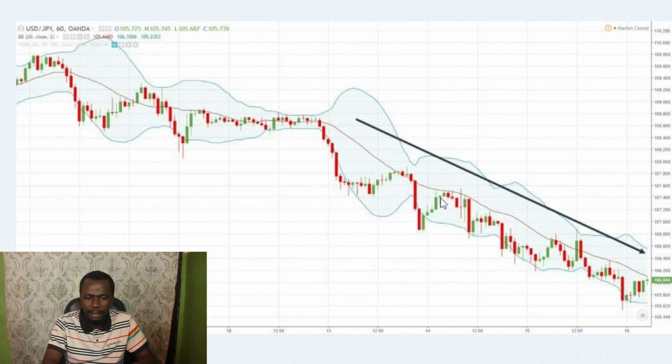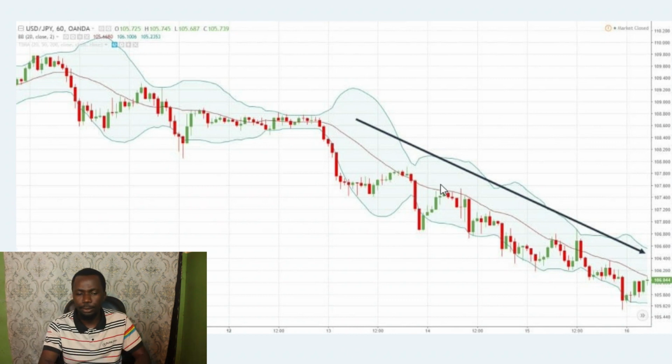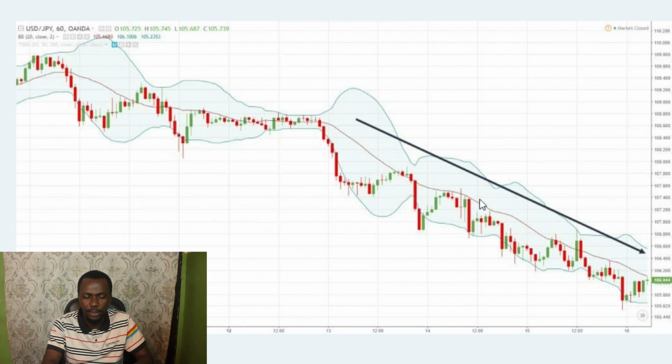Then came up again, tested the simple moving average, went down, came again, tested the simple moving average, went down, right? Came again, tested it, went down, tested it again, went down, right? So that is why I said during a downtrend, you only look to sell. And where do you place your sell trade? At the simple moving average, which is the middle Bollinger Band. So this is how simple you trade using the Bollinger Band.